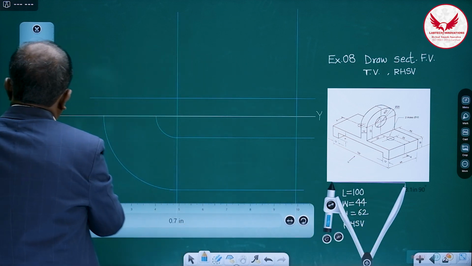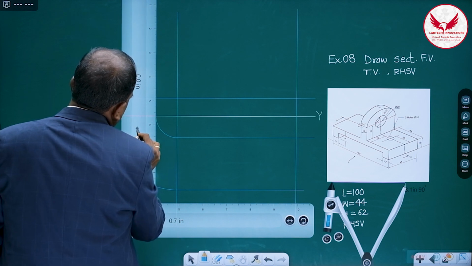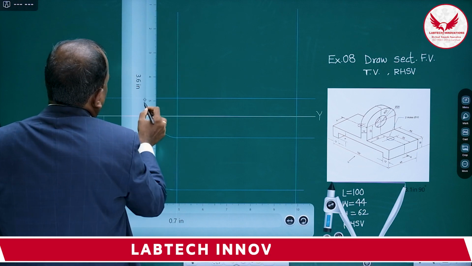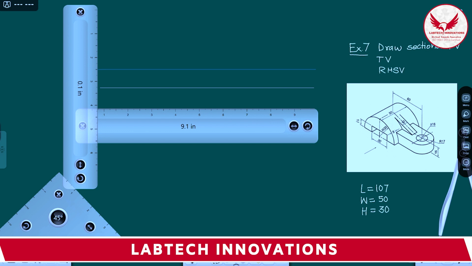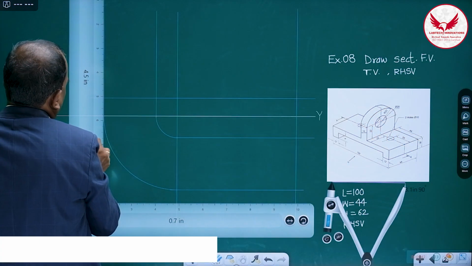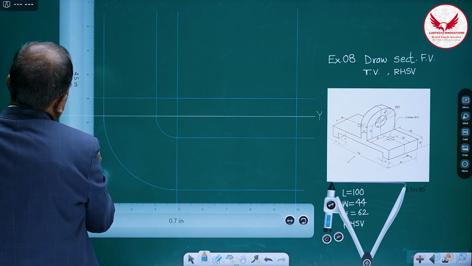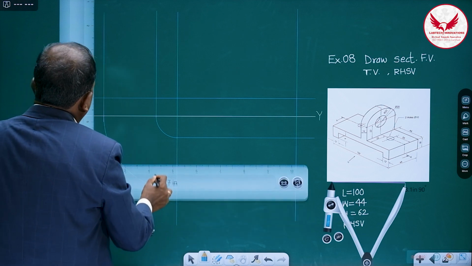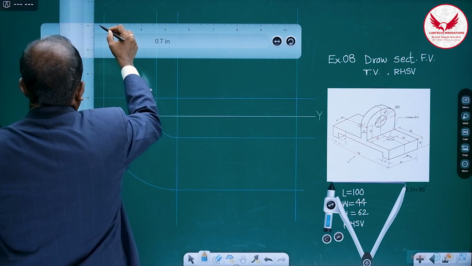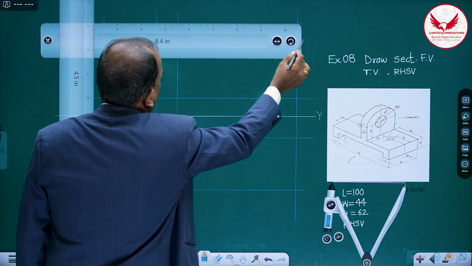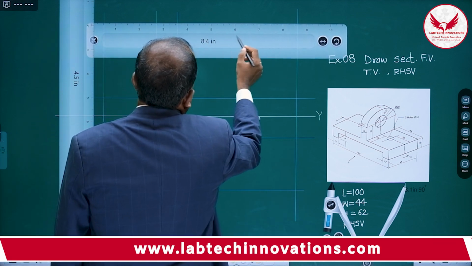Once we rotate it through 90 degrees, then from this XY line, again draw the vertical line. Vertical line like this. And then afterwards, from this, the height of this object we have to mark. And the height is how much? 62. So it is going to be 62.